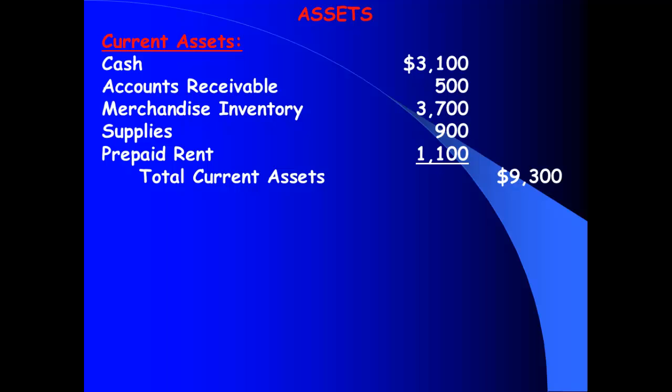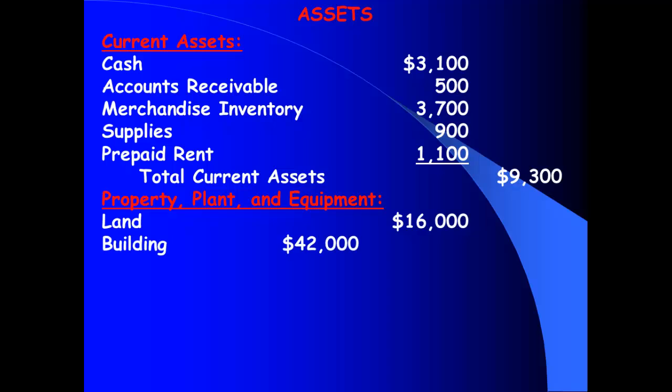My second group is called what? Property, plant, and equipment. PPE, property, plant, and equipment. We're going to list items here in order of descending permanence. The most permanent of all my assets being what? Land. Good. The next most permanent being building.